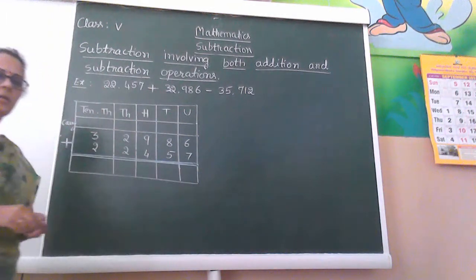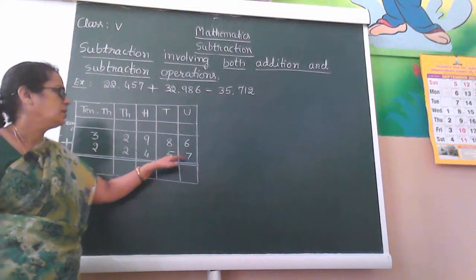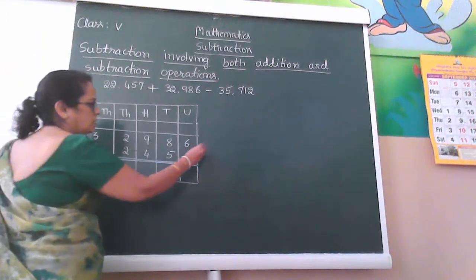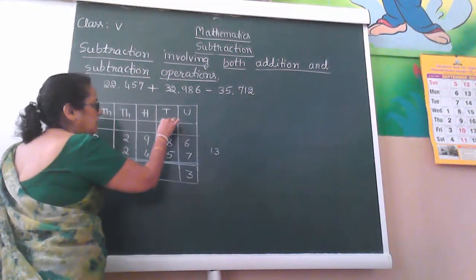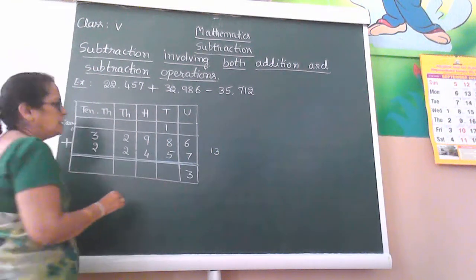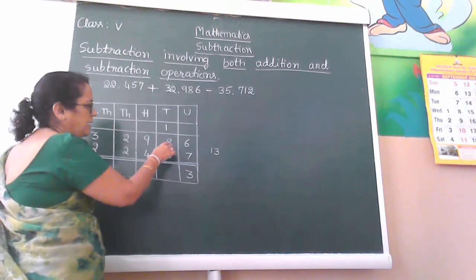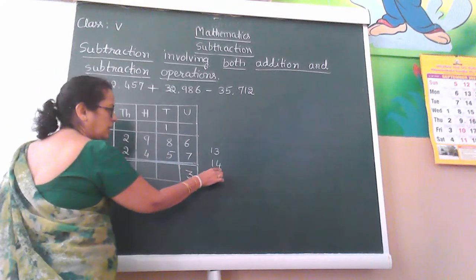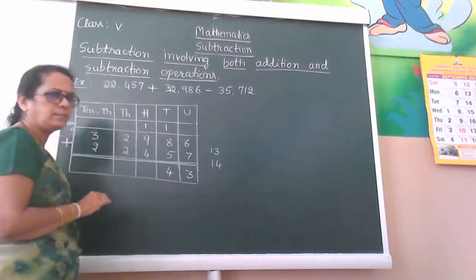Now 7 plus 6. How much? That is 13. 6 plus 7 is 13. So when you get 13, write 3 here and 1 you carry in tens place. Okay. Now 5 plus 8 plus 1. That is 8 plus 5 is 13. 13 plus 1 is 14. Write this 4 here. Then 1 carry to hundreds place.